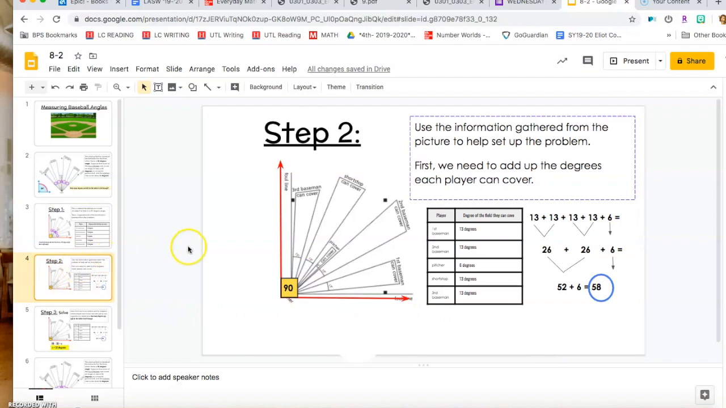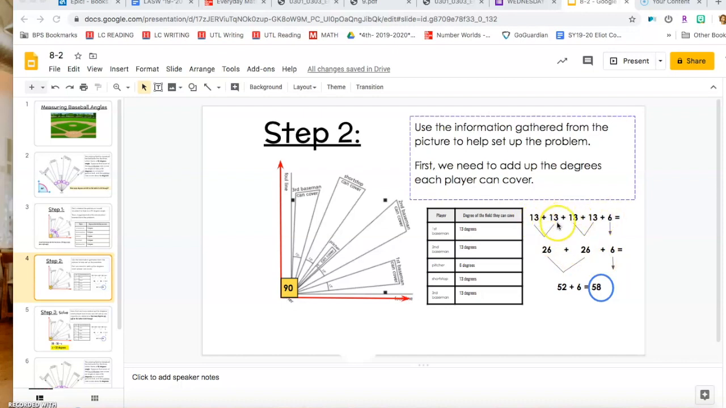Step 2. Use the information gathered from the picture to help set up the problem. First, we need to add up all the degrees that each player can cover. Take a minute to pause your video and set up this problem like this on your own. As you can see, I chunked out my addition problem so it was easier for me to solve. So I broke down 13 plus 13 plus 13 plus 13 plus 6.